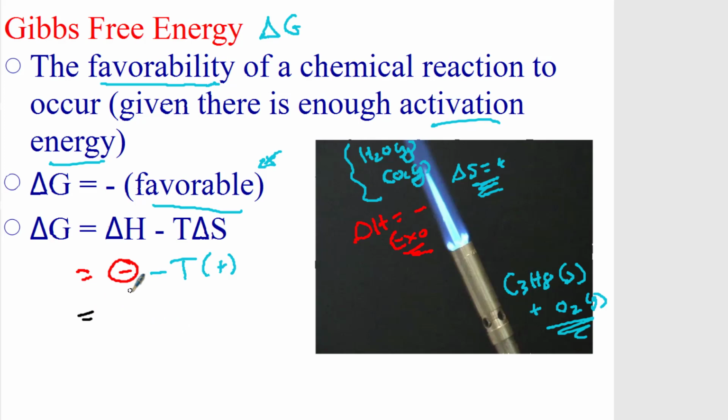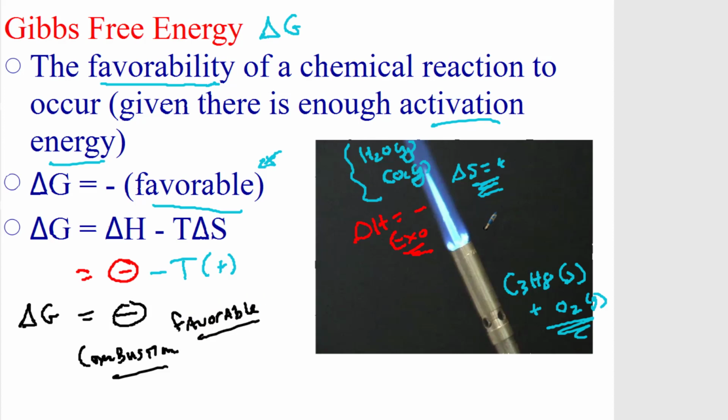A negative value minus a positive is always going to give you a negative, which means for a combustion reaction, this delta G is negative, which means this reaction will be favorable. If you have a little spark, this reaction is going to occur in all temperatures. So every temperature, this reaction will occur. And we call that Gibbs free energy.